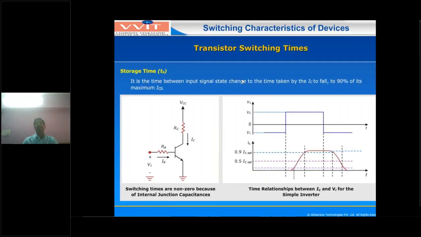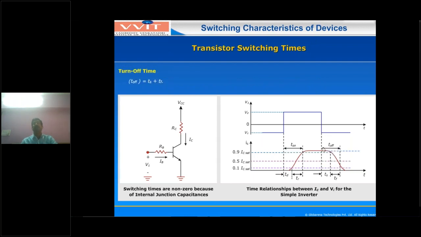And next, what is the storage time? Storage time means the input is reversed, for example at T equal to capital T1. The input is reversed at this time, and the collector current decreases to 90% of the maximum saturation current. This duration of time is called the storage time. Similarly, fall time means the collector current decreases from 90 to 10% of the collector saturation current. This is the fall time. Now the turn off time is the storage time plus the fall time.